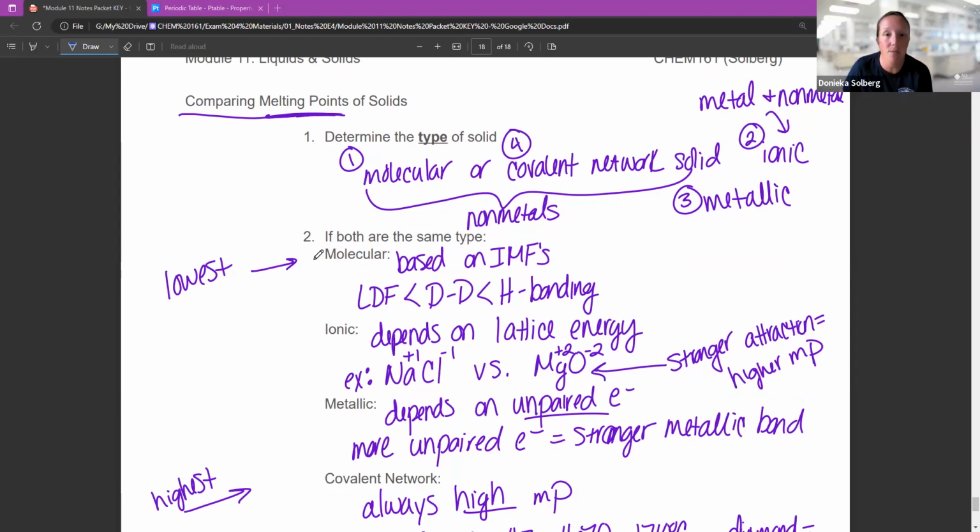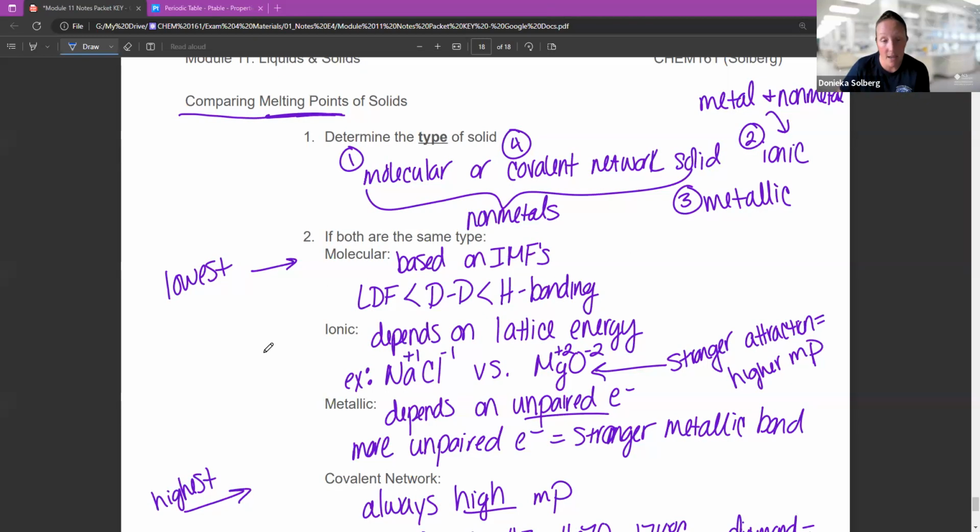Okay, so if they're both molecular, so they're both going to be low, but then it's based on intermolecular forces. Does it have hydrogen bonding like water? It's probably going to be higher. Is it nonpolar like methane? It's probably going to be lower. So you need to look at the intermolecular forces.